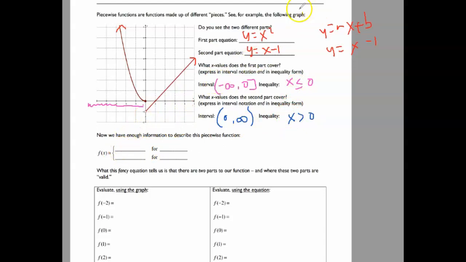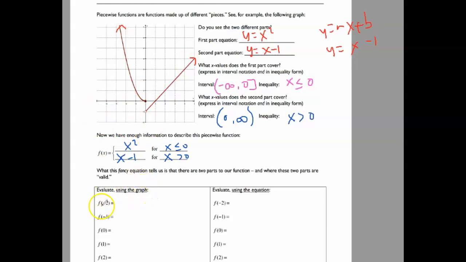Let's write it down. So the first part equation was what? x squared for what x values? x is less than or equal to 0. So this means when x is less than or equal to 0, the left half of the graph is going to look like x squared. What about the right half? It was x minus 1 for x greater than 0. So this tells you what x values your graph is going to cover, and the left side tells you the equation of the function. Cool? All right, then let's do the second part.